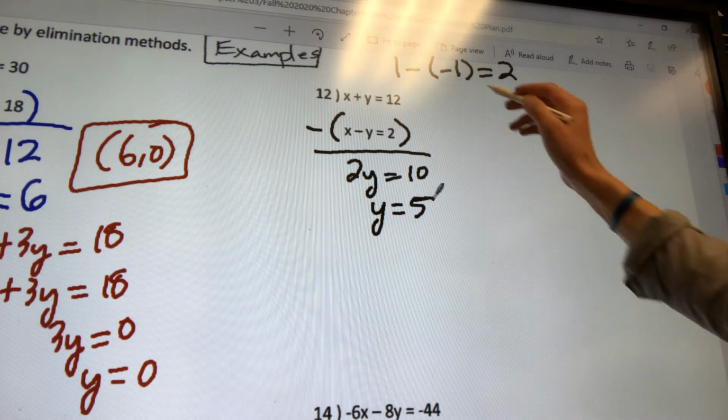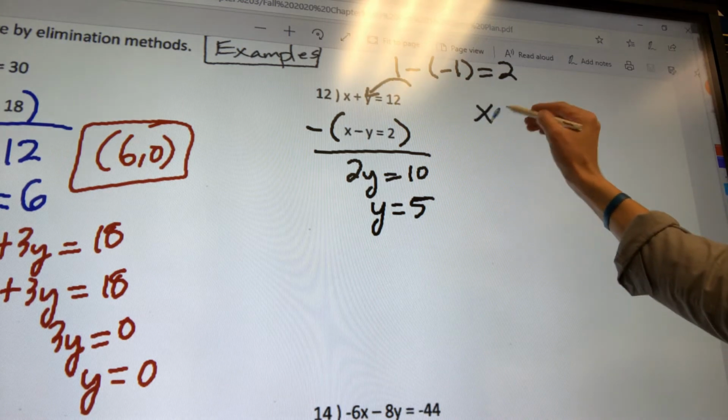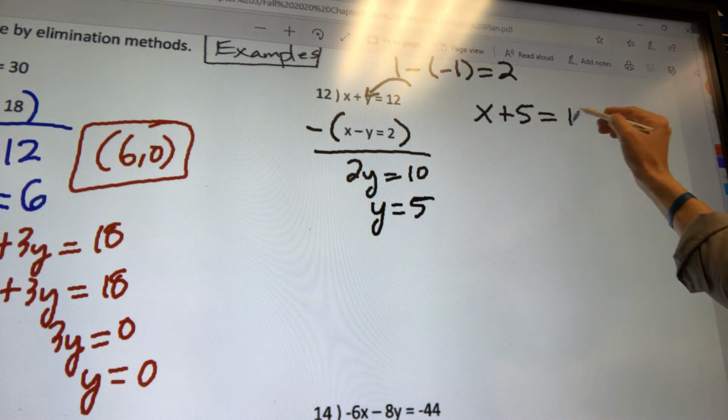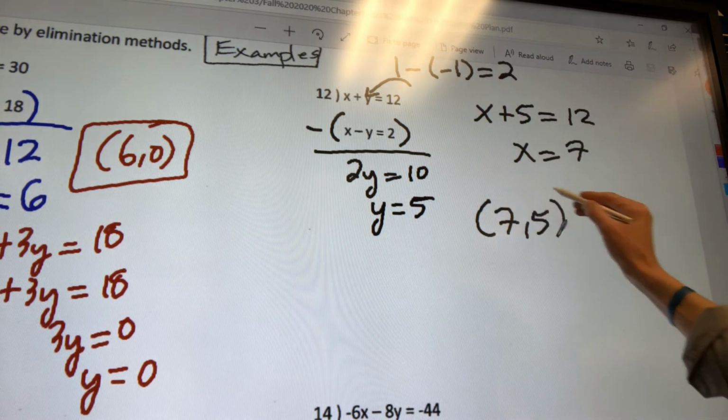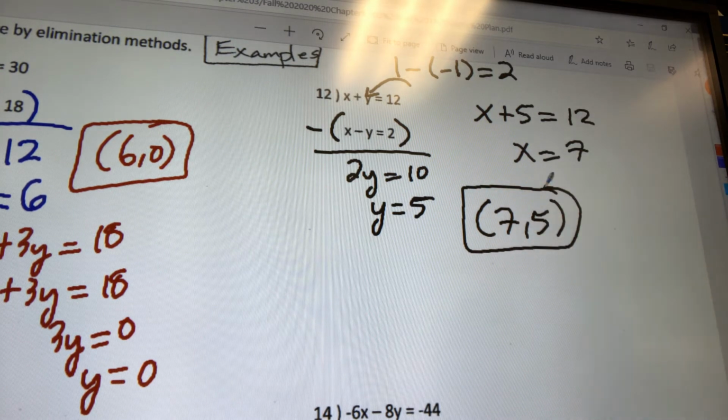All right, y is 5. I'm going to use this top one. X plus 5 is 12. X is 7. 7 comma 5. Or 7, yeah, 7 comma 5. Didn't sound right in my head, but that is what it is.